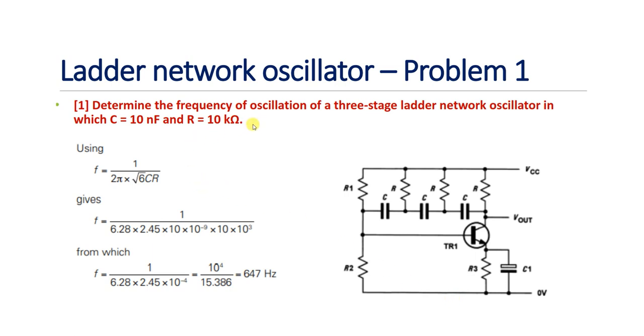So next is problems on oscillators. Determine the frequency of oscillation of a three-stage ladder network with C equal to 100 nanofarad and R equal to 10 kilo ohm. For an RC network, the RC phase shift oscillator formula is given by 1 over 2 pi RC into root 6. Here the root is only for 6. C value is given as 10 nano, R is given as 10 kilo ohm.